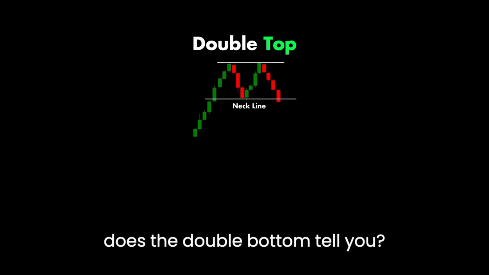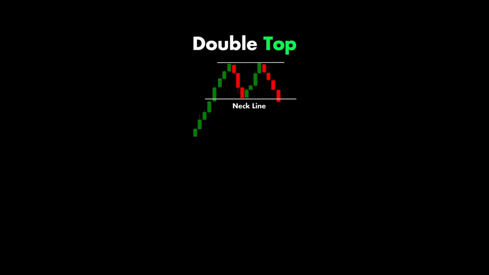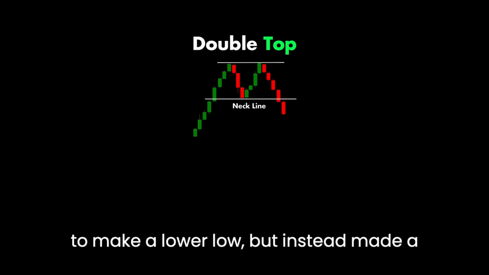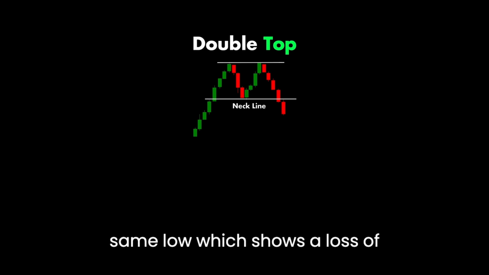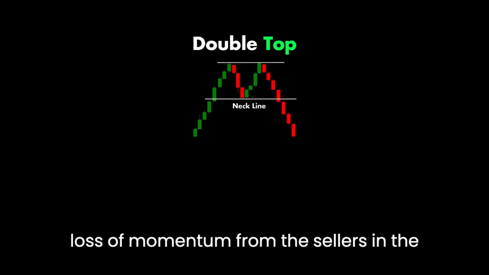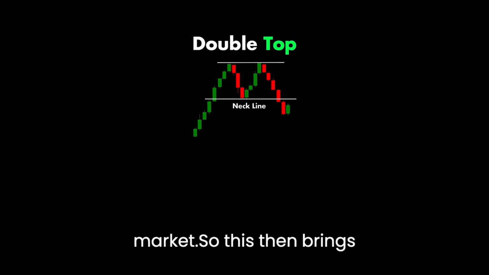Now what does the double bottom tell you? In terms of price action, price failed to make a lower low, but instead made a same low, which shows a loss of momentum from the downtrend, meaning a loss of momentum from the sellers in the market.